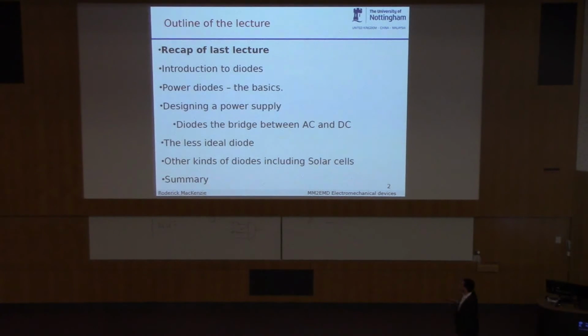Okay, so the people who voted, would you like me to go through power diodes, the basics, designing a power supply, the diodes, the bridge between AC and DC, so that was bridge rectifiers. 1. Okay, so you win so far. The less ideal diode, so that was with the resistors and things like that, or solar cells. So solar cells, you want solar cells. 2 for solar cells, right. Okay, so I'm afraid you're outvoted. We'll come back to yours in a minute.